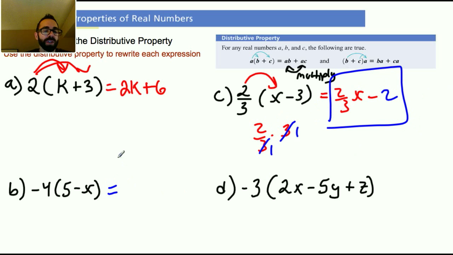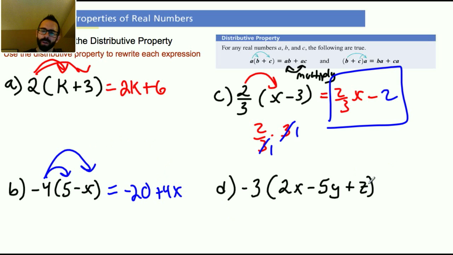Coming over here to example B, negative 4 times a positive 5 is negative 20. And then negative 4 times a negative x. Again, remember, a negative times a negative is a positive, so we have a positive 4x.